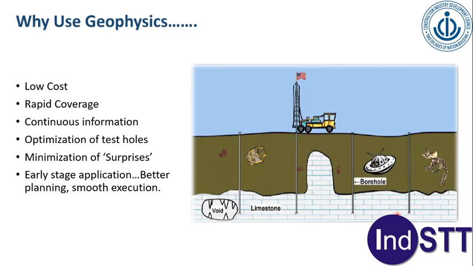At the same time, I would like to highlight that geophysics does not replace drilling. It optimizes drilling. Rather than drilling randomly, once you do a good geophysical campaign, you have the continuous picture of the subsurface, and then you only need to drill at the anomaly locations to clearly understand what lies there. This is the best part about combining and optimizing your drilling with geophysics.